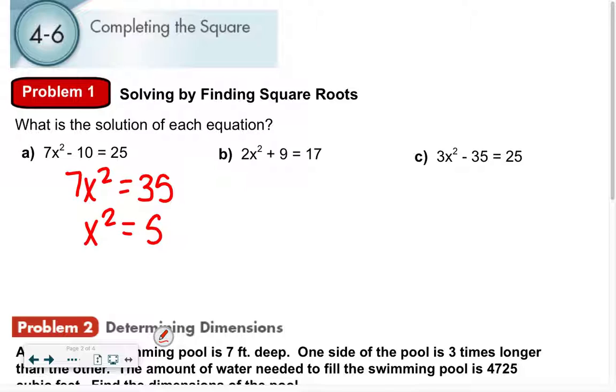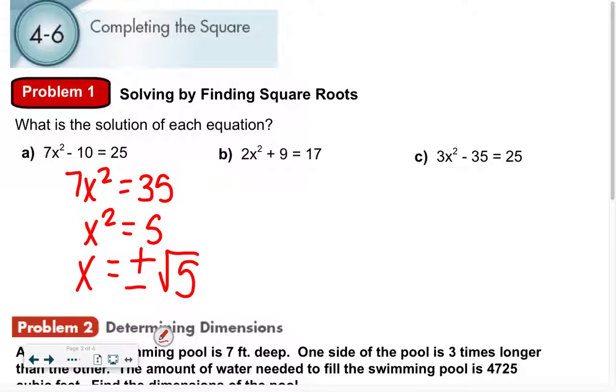I have a question. When we square root, how many answers are there? Ooh, there's debate. A positive and a negative. Thank you, dear. So our answer is plus or minus the square root of 5. Our answer is plus the square root of 5. Our answer is also minus the square root of 5.